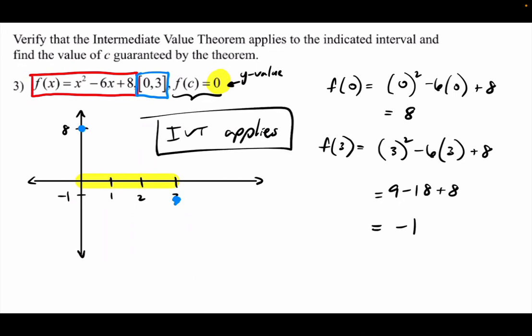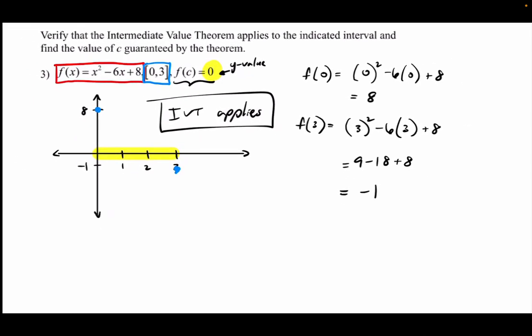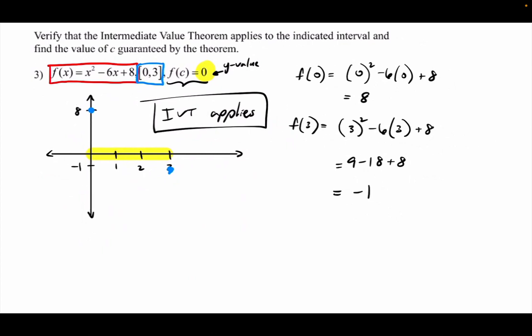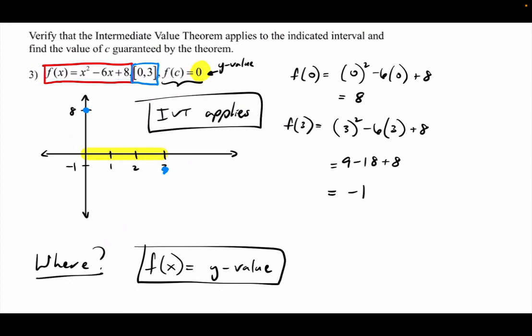That's where we ended the last problem. Now they want us to go a step further. Where does it cross? So to figure out where, you're always going to do this. You're always going to set the function equal to the y value and solve. So set it equal to 0.